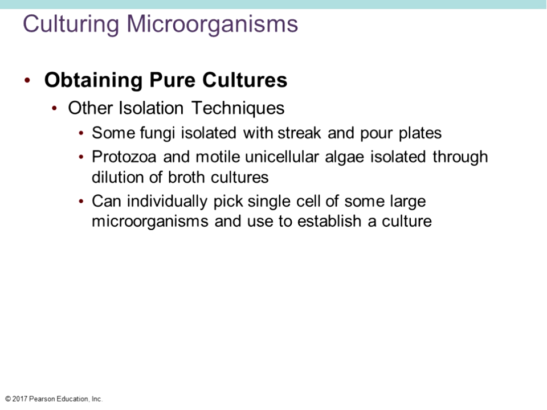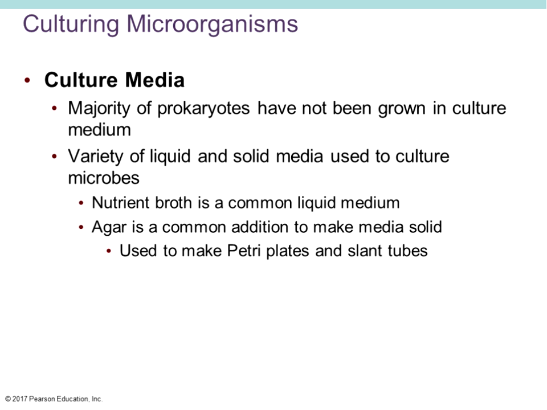Some fungi are isolated with a streak plate, so we can use that. Protozoan and motile unicellular algae are isolated through dilution of broth cultures. And at that point, as I said before, it's all kind of repeating. Then you can individually pick up a single cell and establish a culture from that, and you can use that as your stored culture.